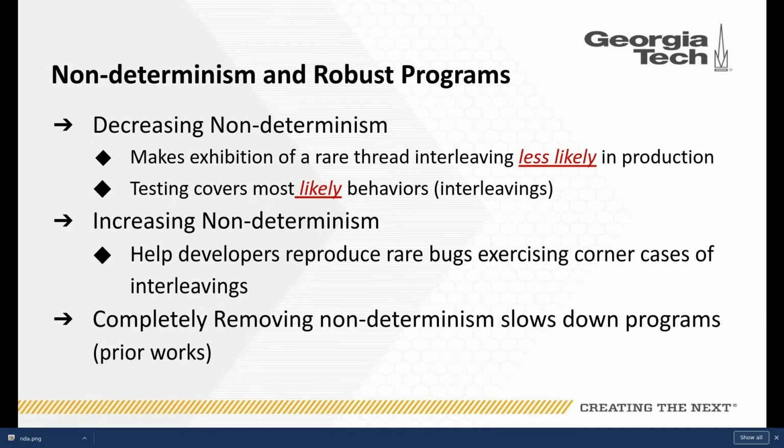Decreasing non-determinism in production or released programs will reduce the rare thread interleavings and the likelihood of a rare bug manifesting at runtime, since testing covers most of the likely and commonly occurring thread behaviors. On the other hand, increasing non-determinism helps developers reproduce rare bugs easily by exercising corner case interleavings. Prior works have tried to remove non-determinism completely, but this affects performance very severely and may not be a practicable solution towards debugging, since debug time goes up significantly.